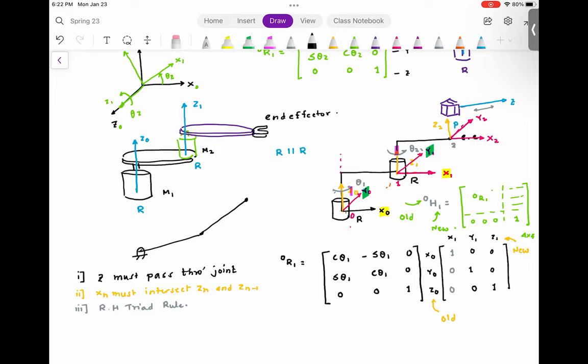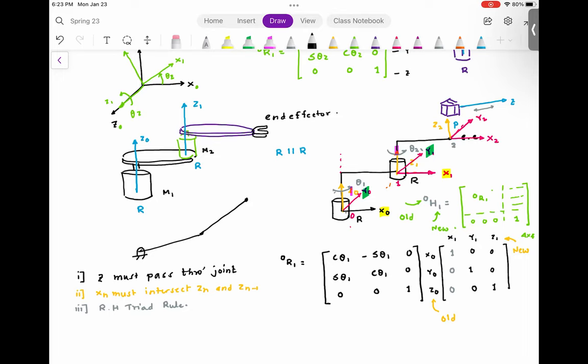It is absolutely important for you to understand that the first part relates the rotation of frame 1 with respect to frame 0. So please understand, once this angle theta 1 changes, this frame is going to rotate with respect to this original frame. Do you agree with me? So this rotation transformation takes care of the relative rotation.